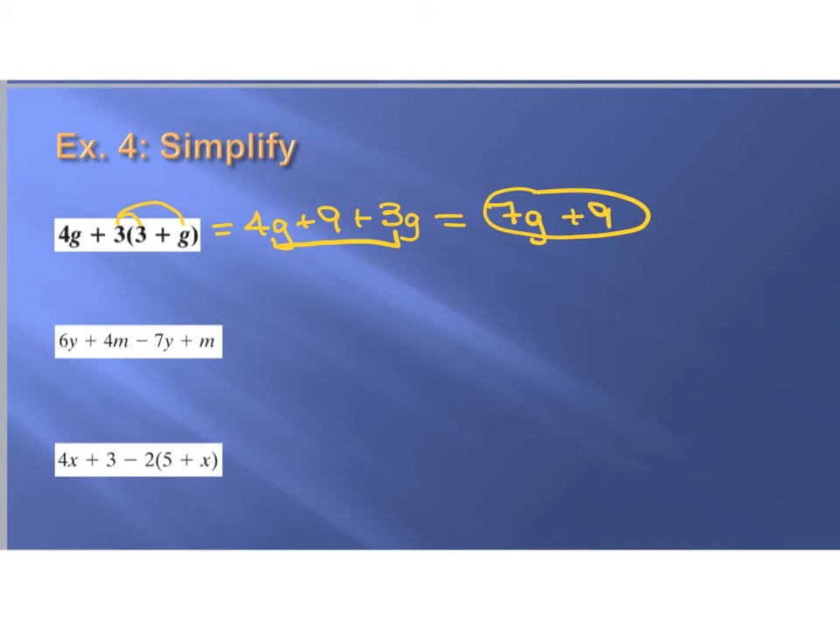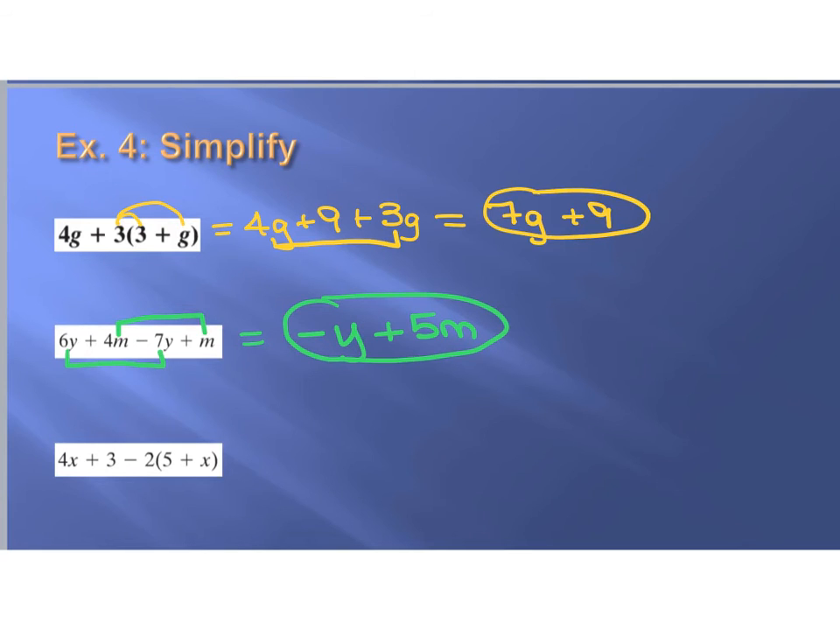If I go to part B, I have 6y plus 4m minus 7y plus m. So 6y minus 7y, because I'm collecting my like terms, will give me a negative y. Then I have 4m plus m, so I have plus 5m. This is my final answer here.